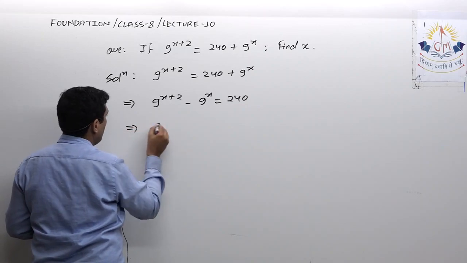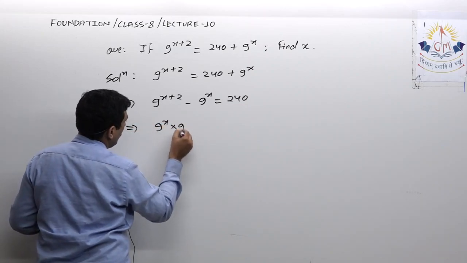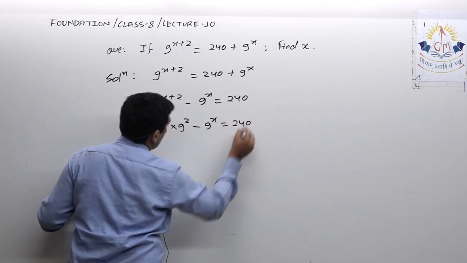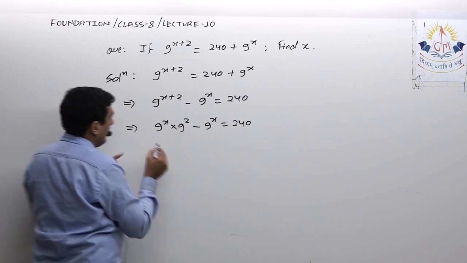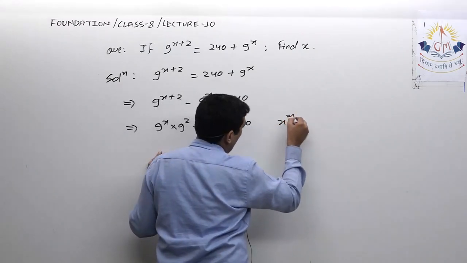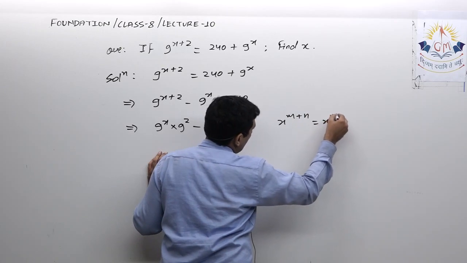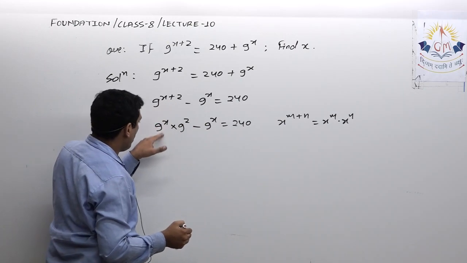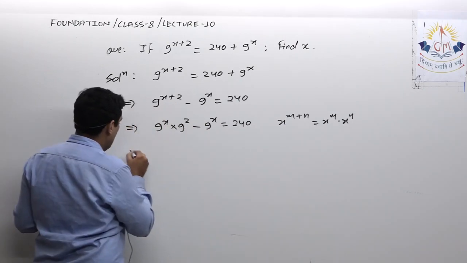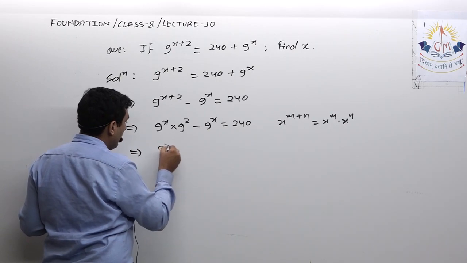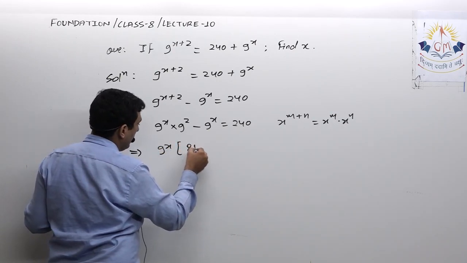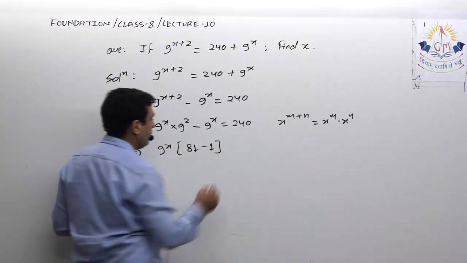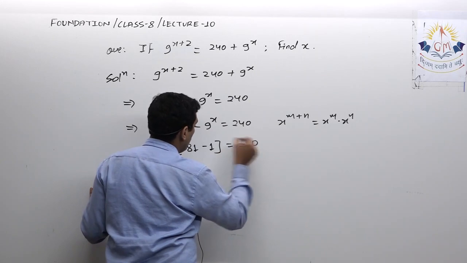Okay, now this is 9 raised to x into 9 square minus 9 raised to x is equal to 240. Here I use the law. Which law? x raised to m plus n is equal to x raised to m into x raised to n. Now I can take 9 raised to x common, so here it is 9 square minus 1 left, is equal to 240.